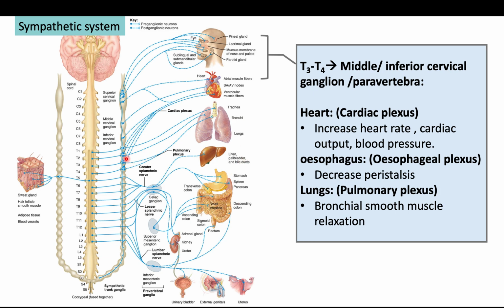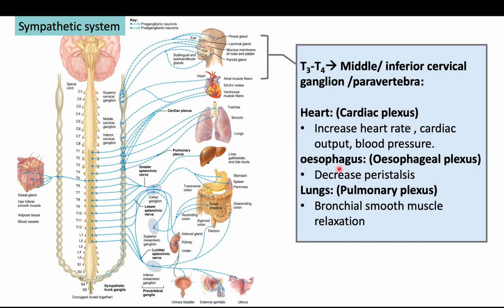Now let's move on to the one that originates from T3 and T4. For these T3 and T4 regions, the information will be relayed in the middle cervical ganglia as well as the inferior cervical ganglia. From the middle cervical ganglia to the inferior cervical ganglia, it will innervate the heart, and cause an increase in heart rate, cardiac output as well as blood pressure.